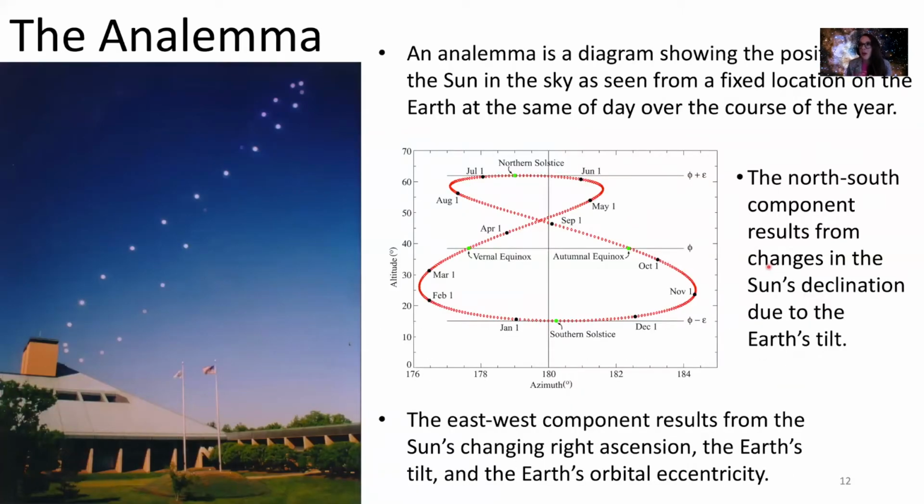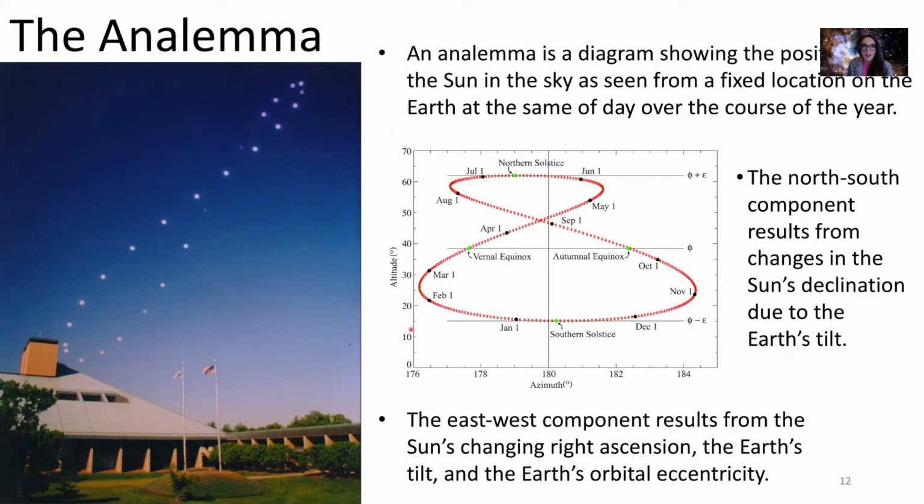But here's another way we can talk about the sun's position in the sky during the course of the year. And that is with something called an analemma calendar. An analemma is a diagram that shows the position of the sun in the sky as seen from a fixed location on the Earth at the same time of day over the course of a year. So here's an example of an analemma for a particular location.